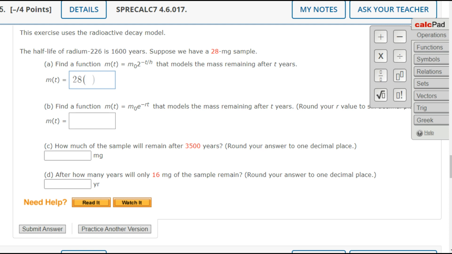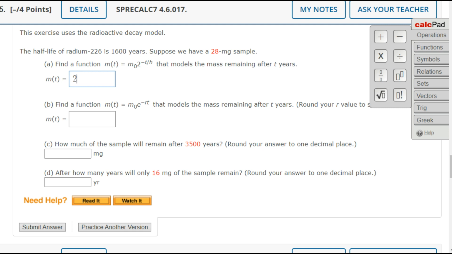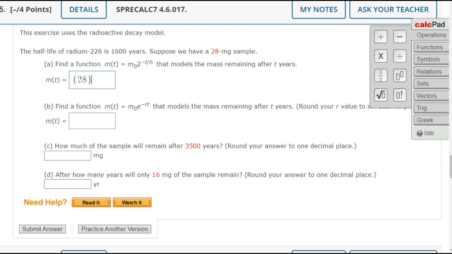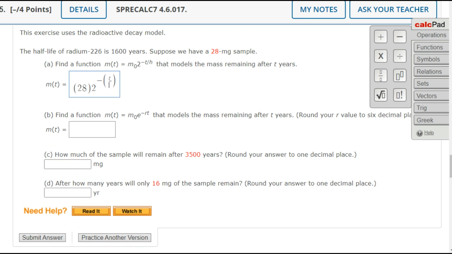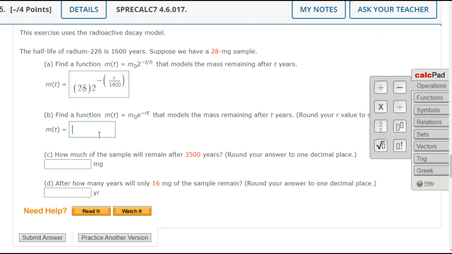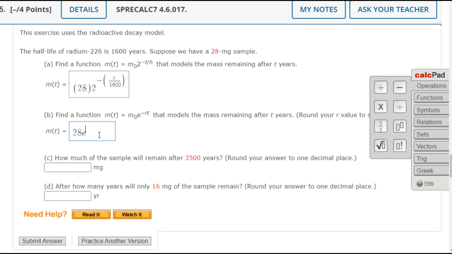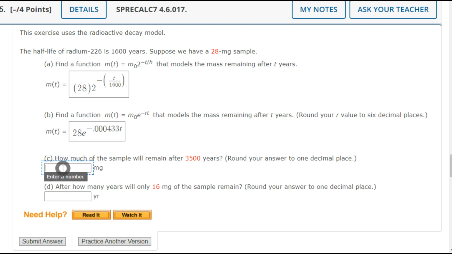So this is 28 times 2 to the power of negative t over 1600. And this one was 28 e to the power of minus 0.000433t. How much of the sample will remain after 3,500 years?